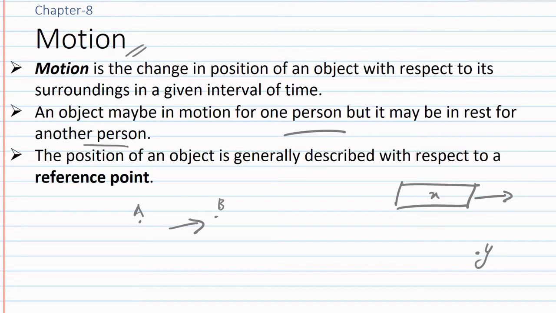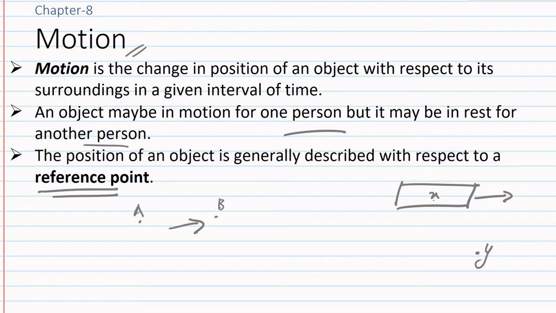Now, how do we explain this? Whenever we are considering position, we should generally describe it with respect to a reference point. Only then it will make sense. Now, if we take Y as the reference point, then the train is actually moving. But if we take X as a reference point, then the train is not moving.